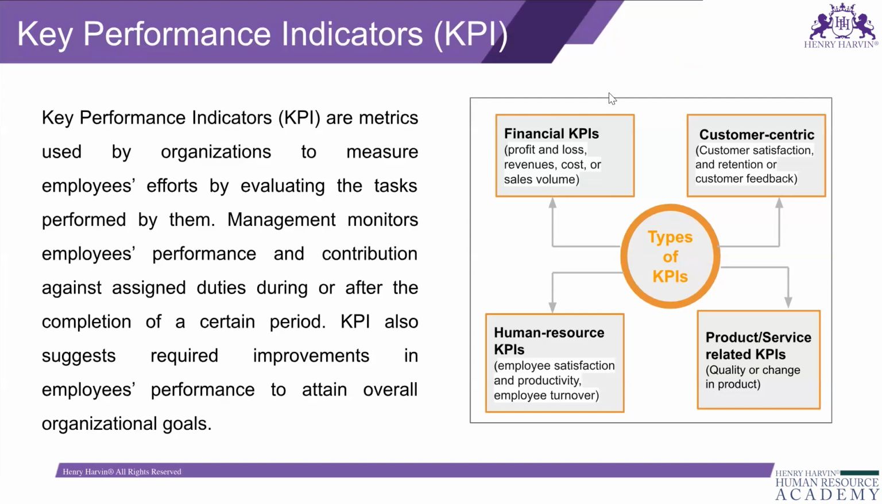Human resource KPIs: employee satisfaction, production, productivity, employee turnover. Products and services related KPI: quality or change in product. So based on this key result area, quality and any changes in the product, the KPI will be measured based on the quality of the product only.